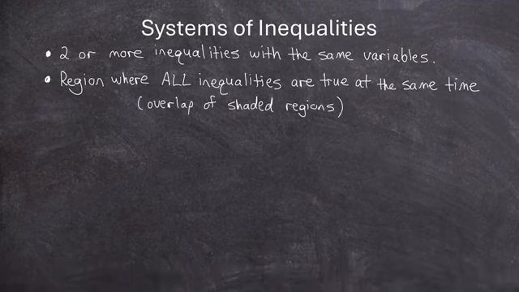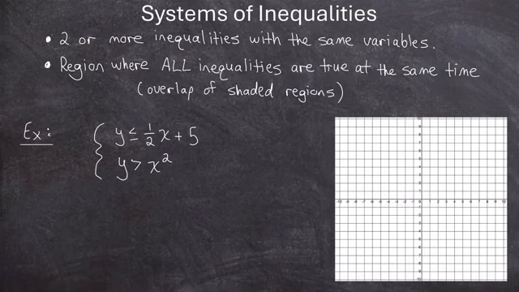So let's go ahead and try an example. In this example, notice we have two inequalities, both with the same two variables. So this is a system of inequalities. The solution to this system would be the set of points that satisfy both the first and the second inequalities. So I'll find the solution regions for both of them and then find where those regions overlap.